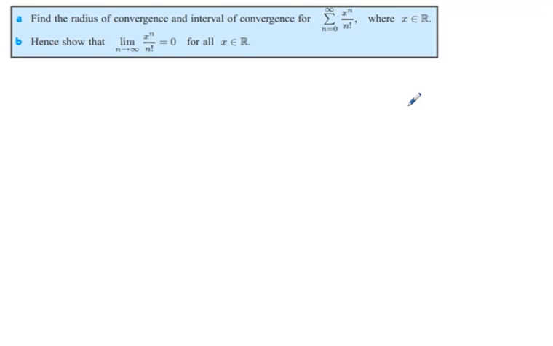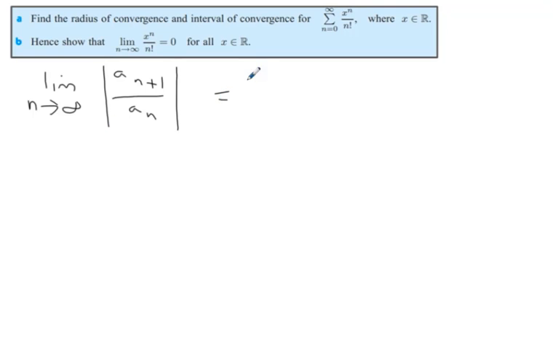Again, we're looking for a radius of convergence and interval of convergence. We are going to use the ratio test. So that means we need to find the limit as n approaches infinity of the absolute value of a_(n+1) over a_n. Remember, wherever this is less than 1, the series will converge.